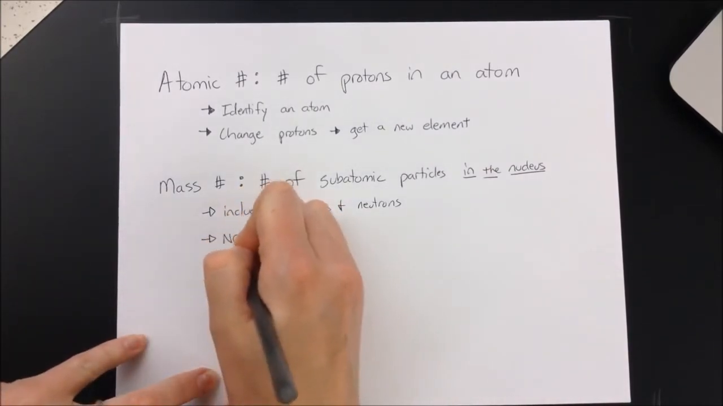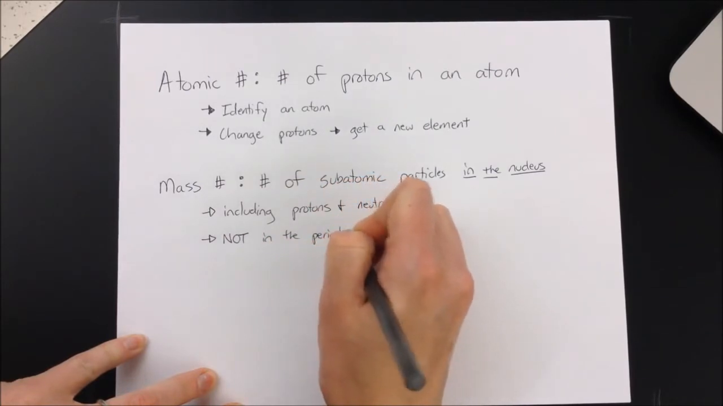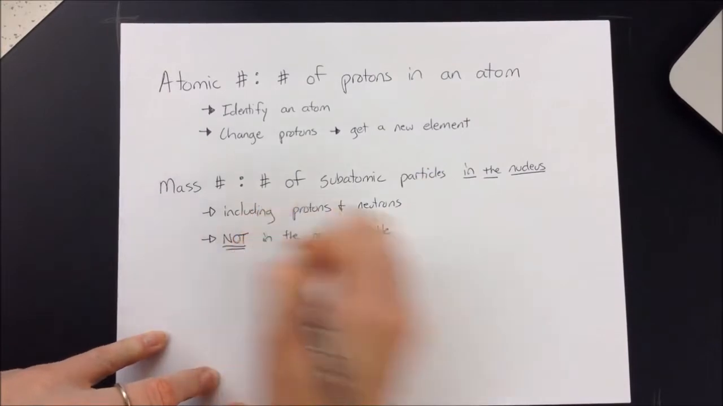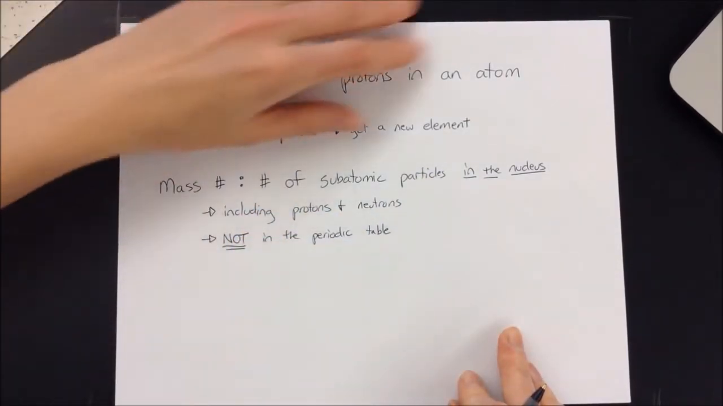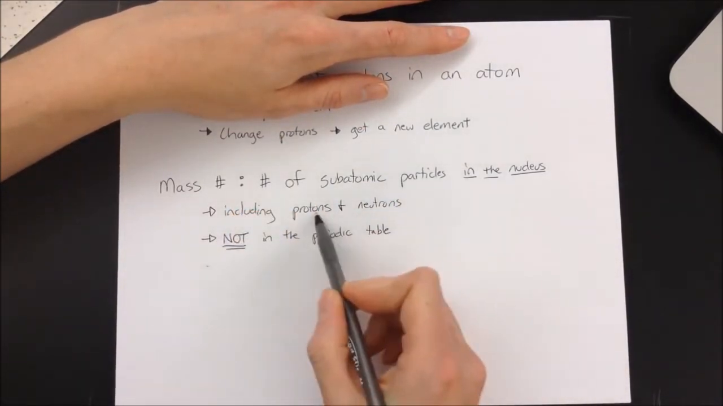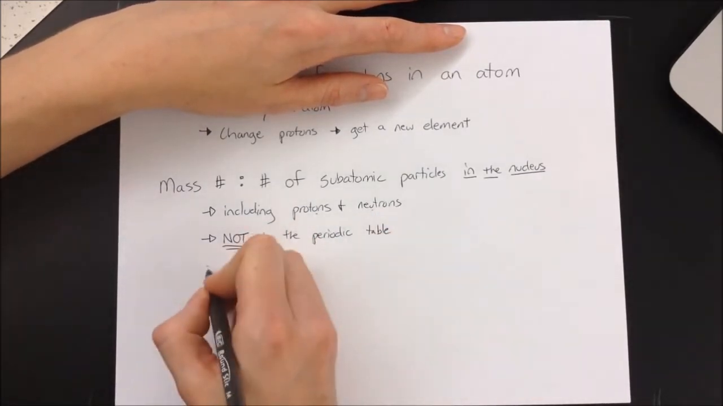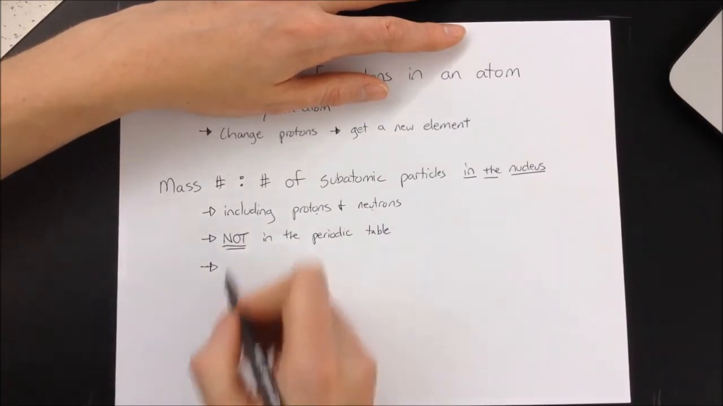Now, this number is not in the periodic table. That's really important to note. A lot of people try to look up the mass number in the periodic table, but it's not there. We'll write down what is in the periodic table in just a second, but if you want to figure it out, you'll have to look at protons and neutrons to figure it out. But what's in the periodic table is an average of those.